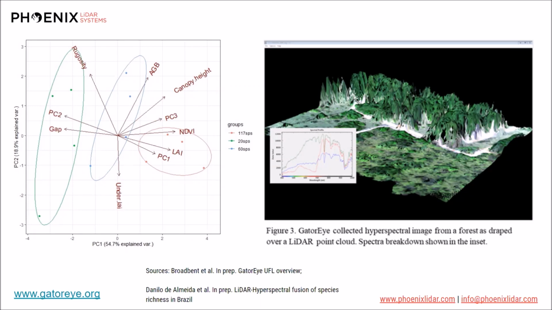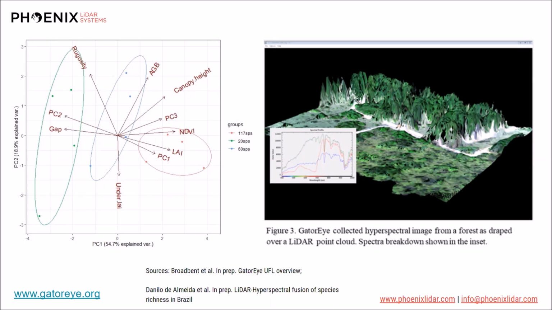So on the left-hand side here, a principal components analysis is highlighting both LiDAR metrics and hyperspectral metrics. And we can see that they're showing us different things, unique information. Understory LAI going straight down here, very correlated with PCA2, canopy height going off to the upper right, and then rugosity, gap and above ground biomass being LiDAR derived. And then the PCAs being massive summaries of all the hyperspectral data going off in these different areas.